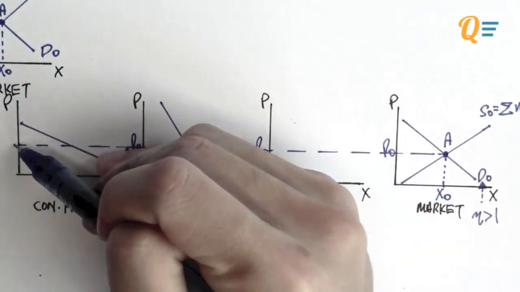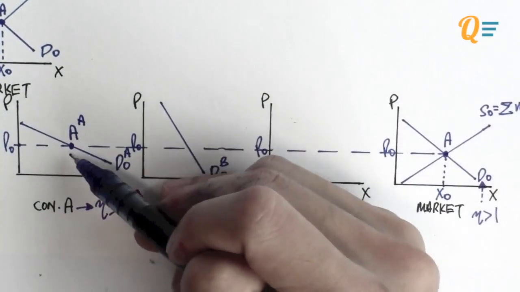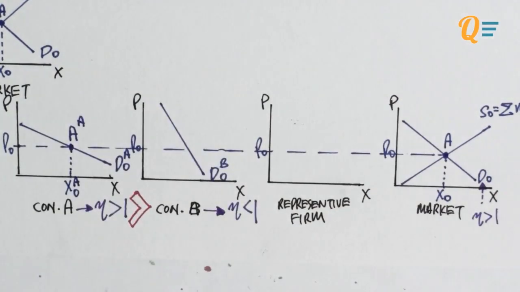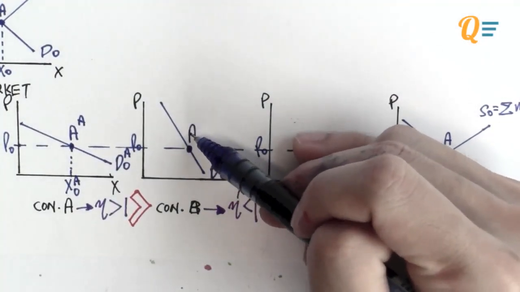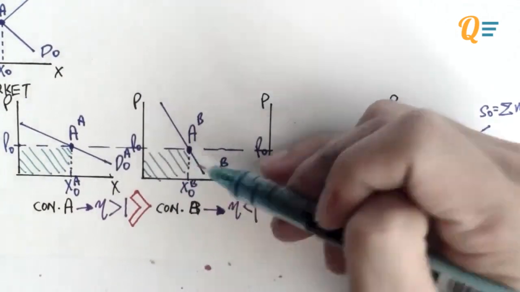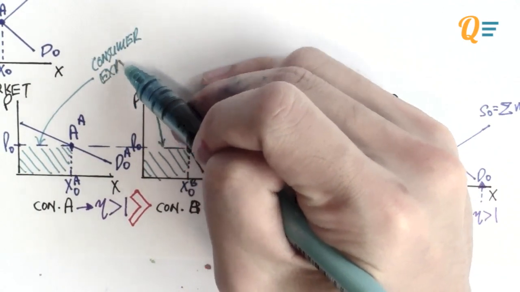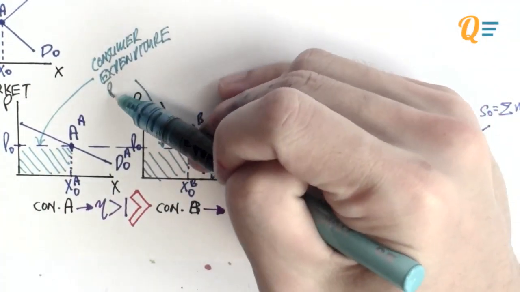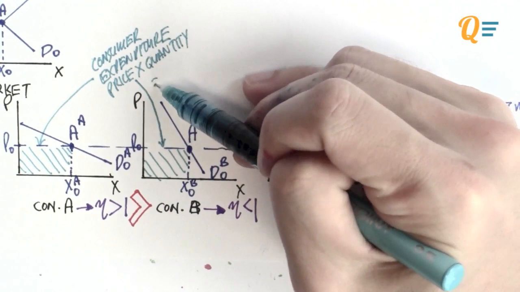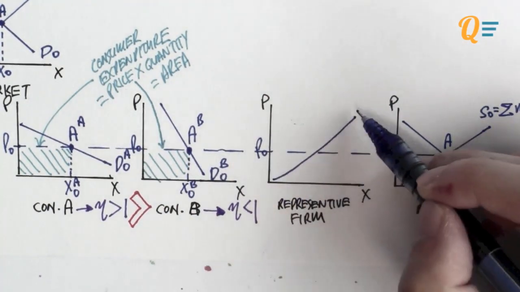Okay, the equilibrium price is at P naught, and then consumer A is at point A, and that's how much they're consuming. This is for consumer B, and this is just a quick reminder. You can actually find out that this blue shaded area over here refers to your consumer expenditure. It's consumer expenditure because the area is going to be your price multiplied by your quantity. So that blue shaded area is the total amount of consumer expenditure on good X.